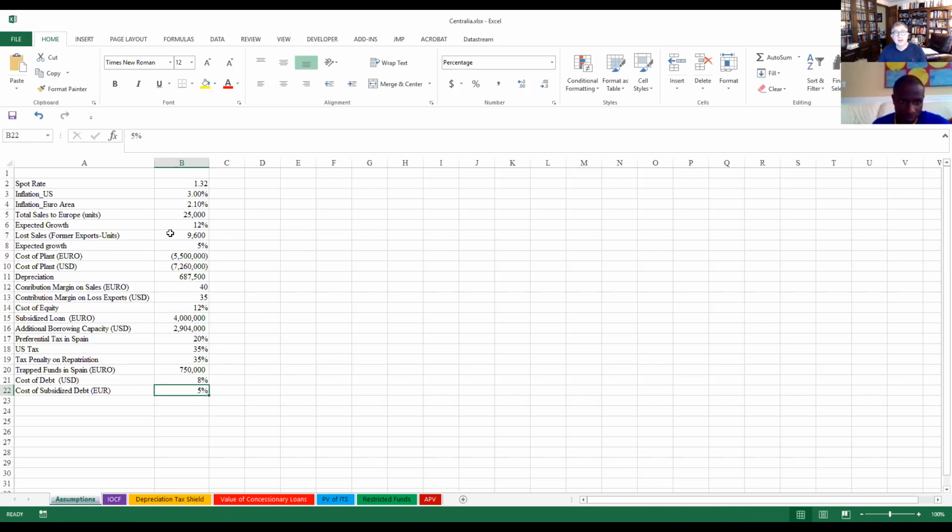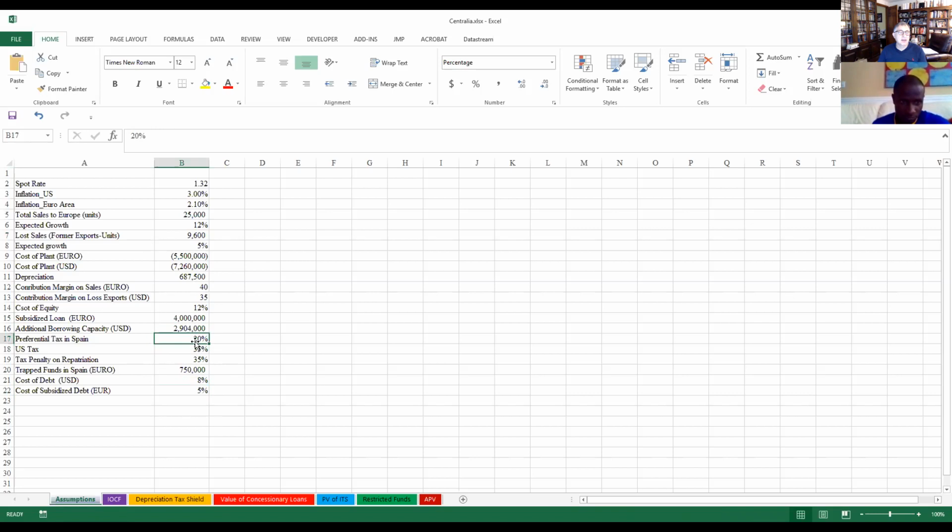Normally, the Centralia would be able to borrow at 8%. So this subsidized loan actually has a value for the company. And there is another piece of information.